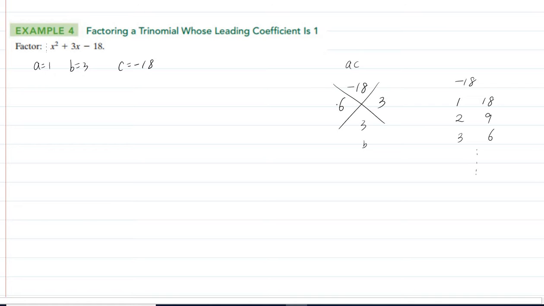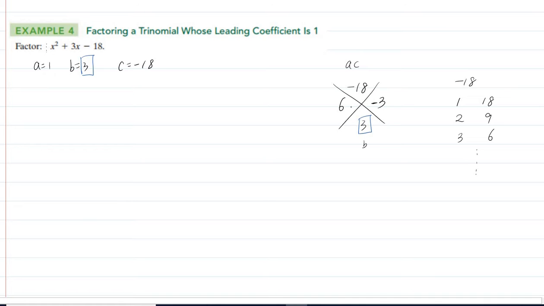Should I have negative 6, or should I have negative 3? Since b is positive, and b is 3, the number in this case, 6, is bigger, so that should be positive. The smaller number should be negative.